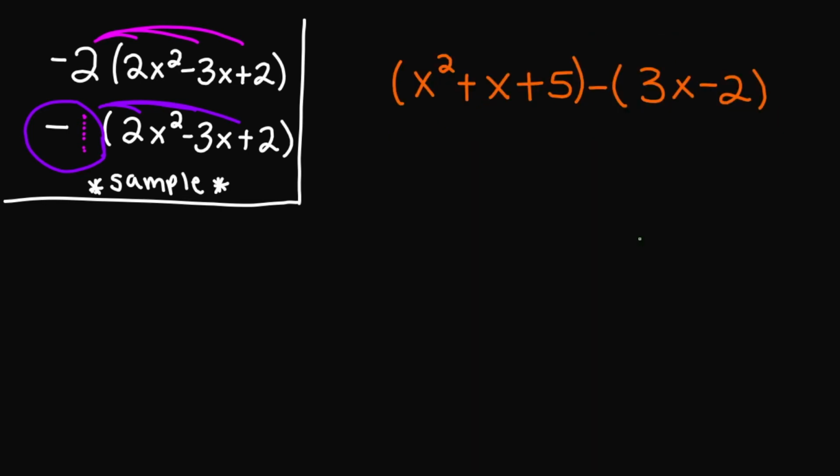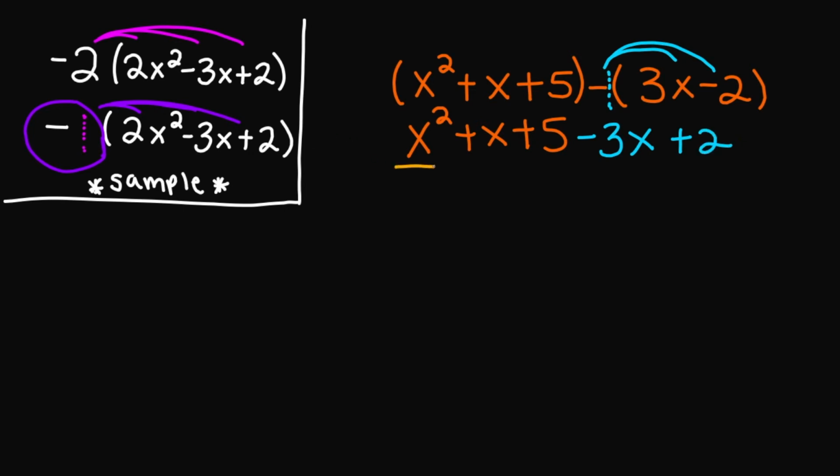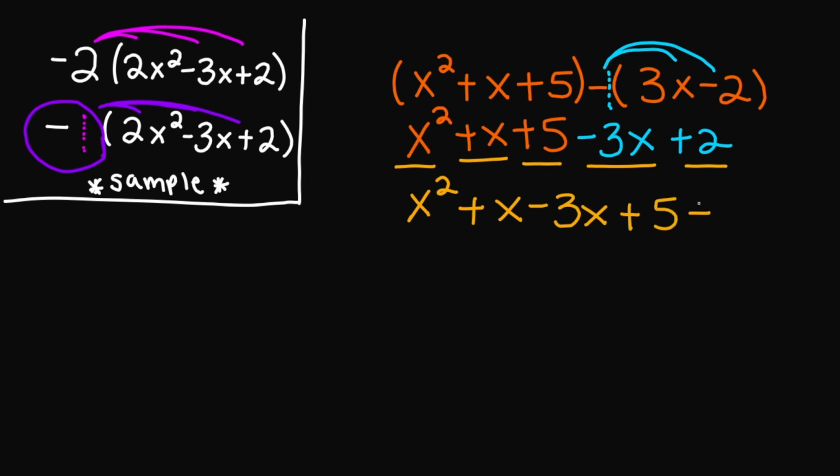Let's look at this example here. First, we're going to write x squared plus x plus 5 minus, because we have our 1 here, I'm going to distribute this negative 1 times 3x. This is going to give us a negative 3x. Negative 1 times negative 2 is going to give us a positive 2. Now we have x squared. I'm just going to write x squared here. Next, we have plus x and negative 3x. I'm going to write plus x and negative 3x. Then we have plus 5 and plus 2. I'm going to write plus 5 and plus 2.